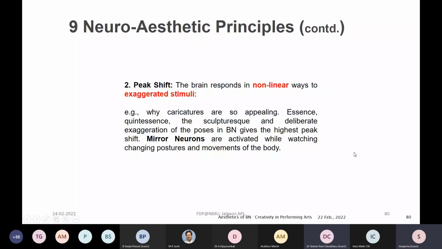Okay. Now, what is happening here is, in essence, the sculptors use deliberate exaggeration of poses. So in Bharatanatyam, the poses are very, very different and unique. That itself is giving the highest peak shift, it says. Now, he has used a word, mirror neurons, which is already there in Wikipedia. You can read about it. So mirror neurons are activated while watching changing postures.